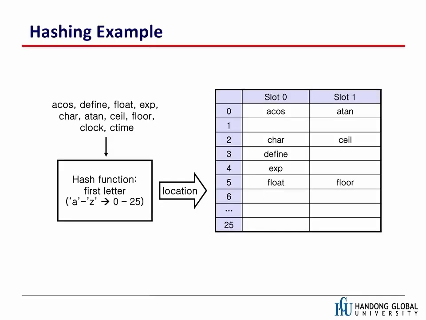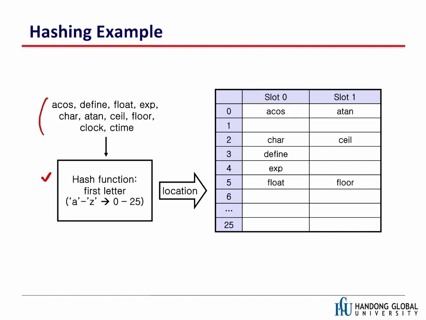Here is another good hashing example. So we have 10 identifiers here, and then we have a really simple hash function. This is a really tiny, simple hash function. We don't use this kind of hash function in practice, but this function is for explanations.